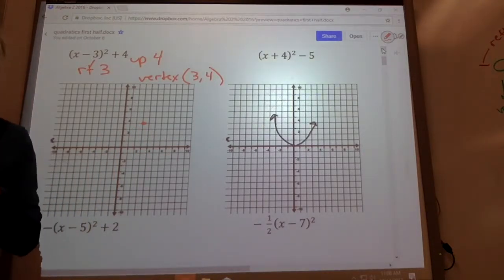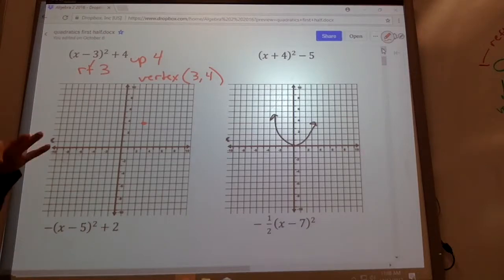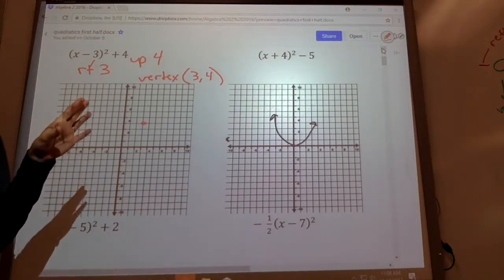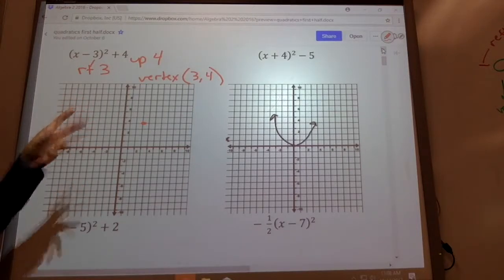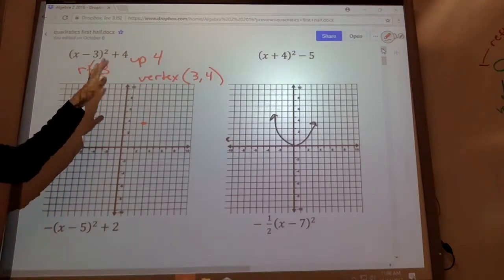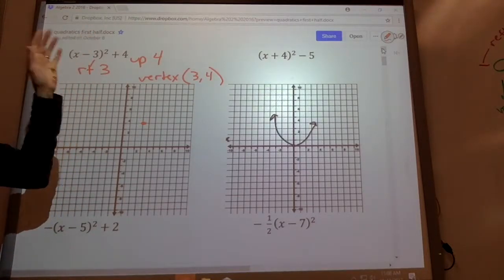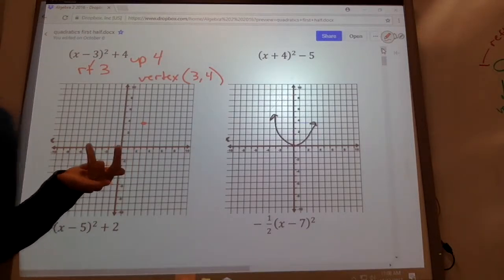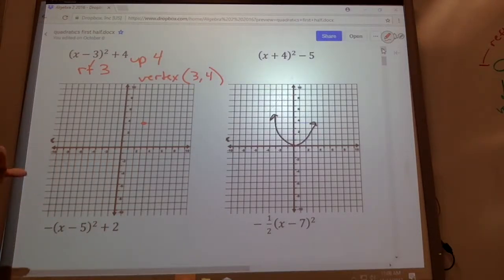Now, if there is no horizontal stretch or compression, you can graph this with just mental math. If there are stretches or compressions, you'll probably want to grab a graphing calculator. Or you can grab a graphing calculator no matter what, that's fine. But the quick way is called the 135. Have you guys done that before, maybe back in Algebra 1?